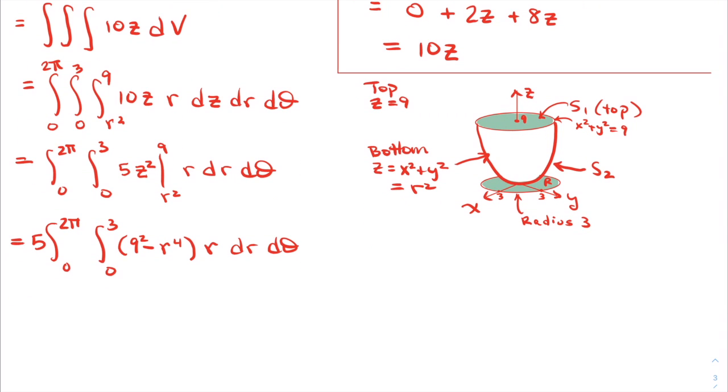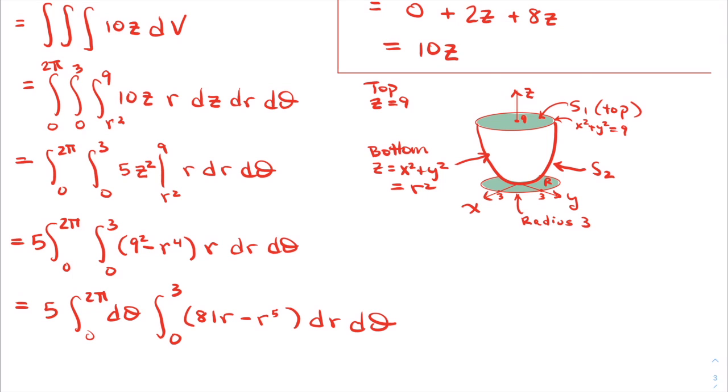Okay, let's multiply that out. So you get the 5 integral 0 to 2 pi. I think that theta is just not even caring about r, so let's just do a d theta there. And then the next integral from 0 to 3. And so we're going to have an 81r minus r to the 5th. Like that. And there's a dr d theta. Oops, I already got my d theta in there.